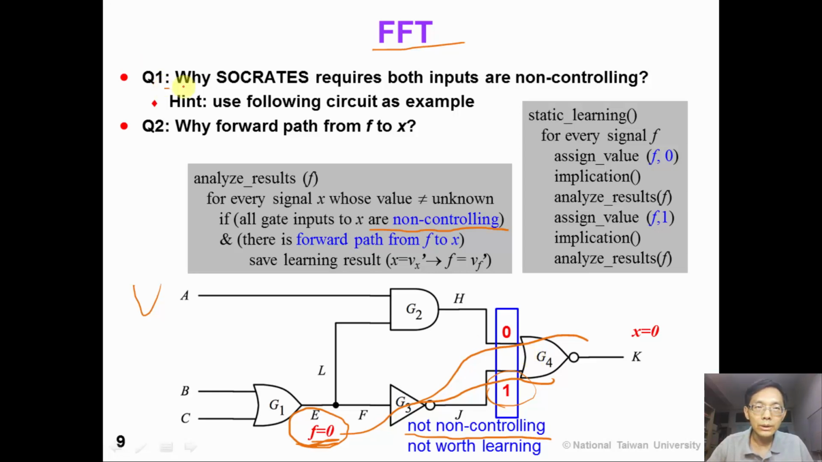So why does Socrates require that both inputs are non-controlling? Please use this circuit as an example to answer this question. And question number 2. Why does the Socrates algorithm require that there is a forward path from F to X? These two questions are interesting for you to understand the learning technique. Please think about them.